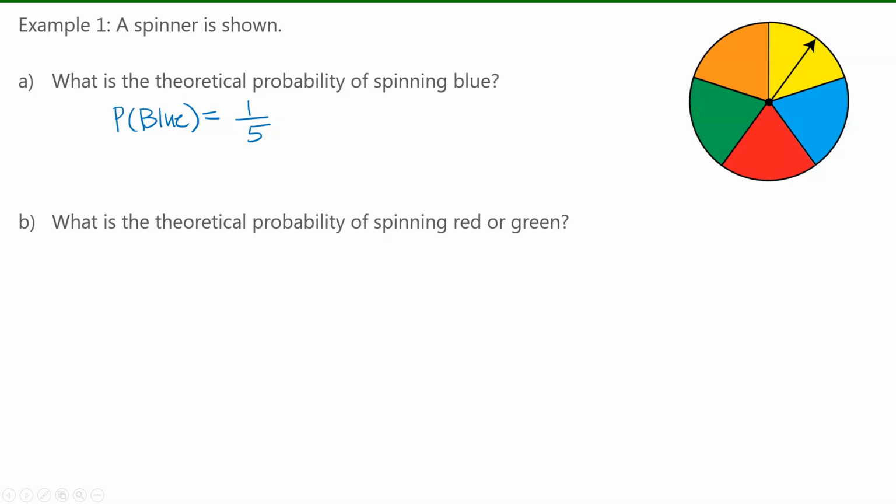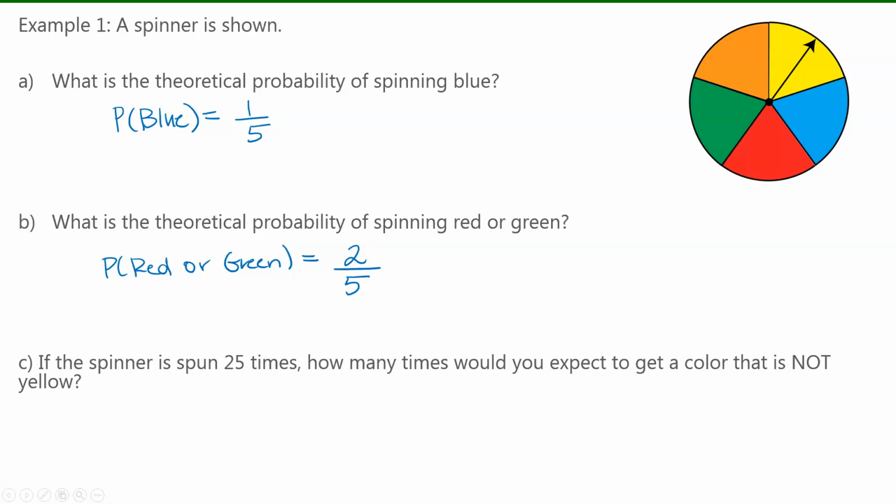What is the theoretical probability of spinning red or green? So I would write probability of red or green, so P of red or green, is equal to the number of sections that are red or green, so I can see we have 2 sections, and I write that over the total number of sections on the spinner.